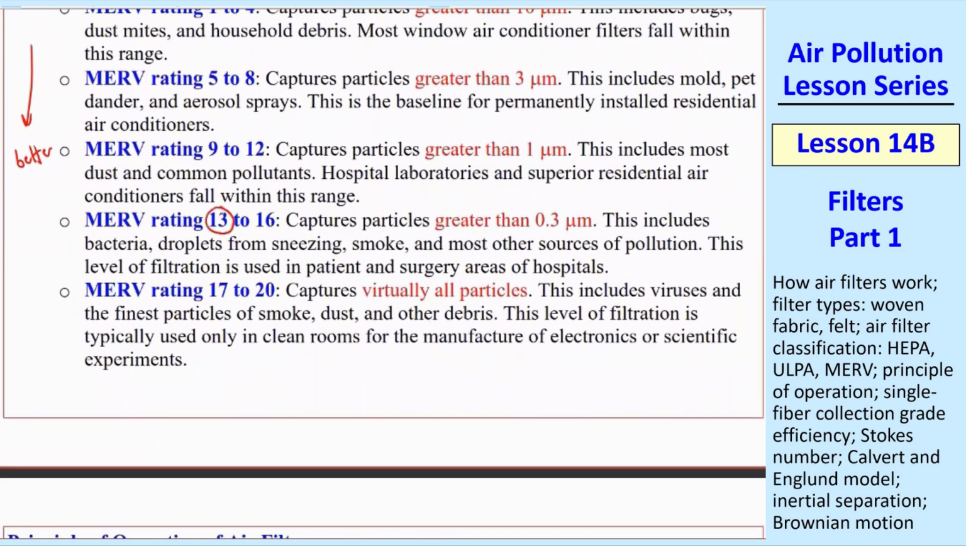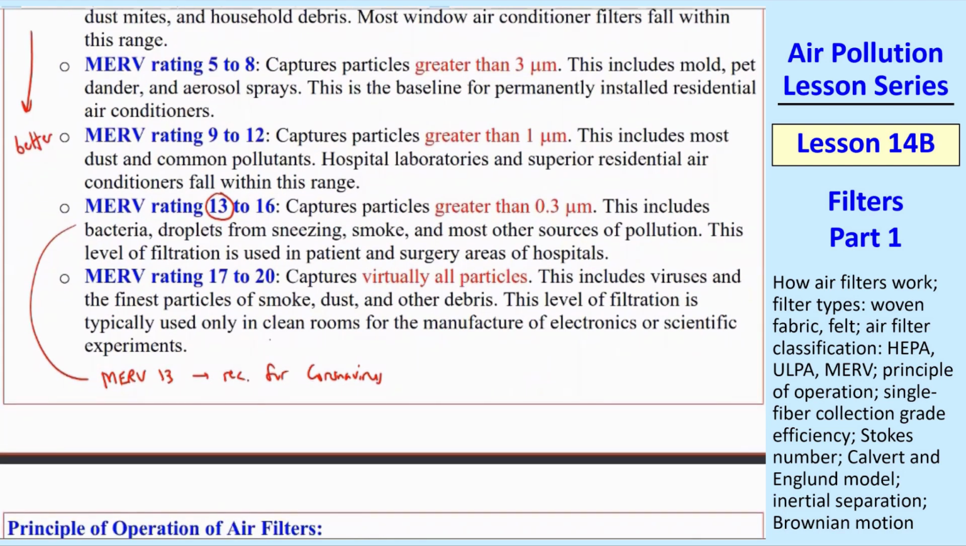MERV 13 is a very popular one, and you may have seen in the news that MERV 13 is recommended for coronavirus. If you read articles about buying an air cleaner, often they'll say you need a MERV 13 or better. This last one, 17 to 20, are used for things like clean rooms in hospitals and manufacturing. This MERV 13 is interesting, just to comment that the coronavirus itself, they're about 0.1 or 0.125 microns. So it's not clear to me why a MERV 13, which removes particles greater than 0.3, is going to be real effective for coronavirus, but that's what everyone seems to be claiming.